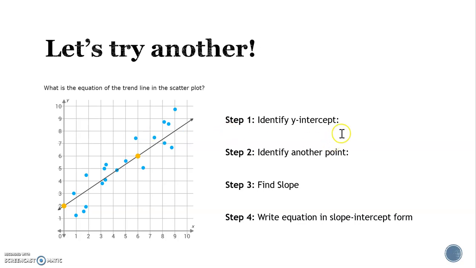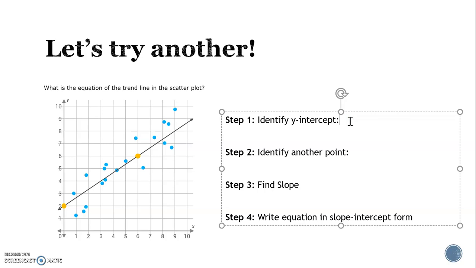I need to identify the y-intercept. That y-intercept crosses the y-axis at (0, 2). So I'm going to type that in, (0, 2). I'm going to change the color to blue just to set it apart. And you could be taking these notes on your handouts right now.